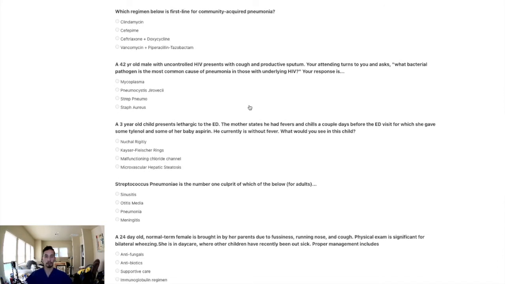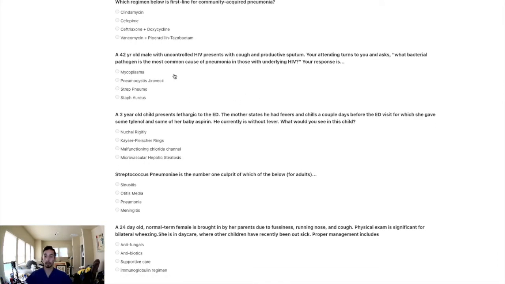So, next question. A 42-year-old male with uncontrolled HIV presents with cough and productive sputum. Your attending turns to you and asks, what bacterial pathogen is the most common cause of pneumonia in those with underlying HIV? Your response is it Mycoplasma, Pneumocystis jirovecii, Strep pneumo, or Staph aureus?